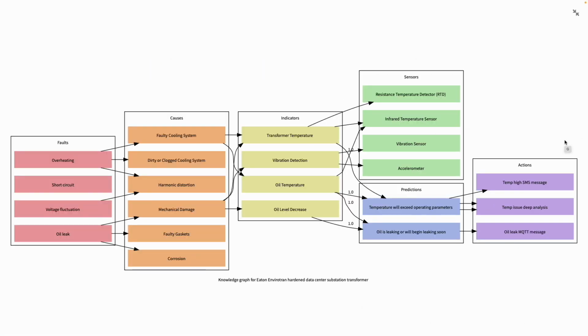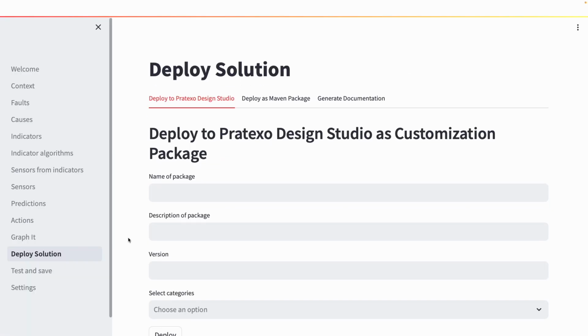Pretty amazing. Finally, we have the completed fault cause graph, including faults, causes, indicators, sensors, and then, as I mentioned, the predictions and the actions, send SMS messages, fire off an MQTT message, and many others. This is not just a pretty picture. All of the code, the rules, the algorithms have all been written by AI in conjunction with the machine expert.